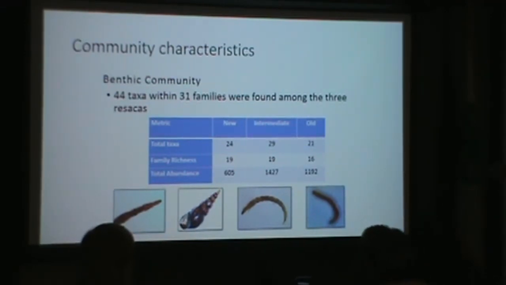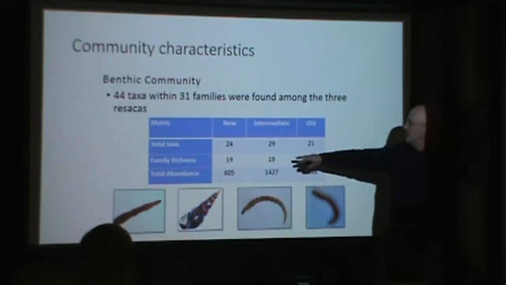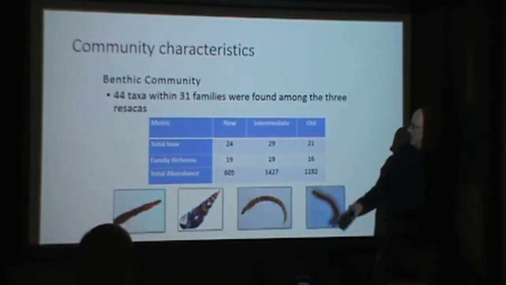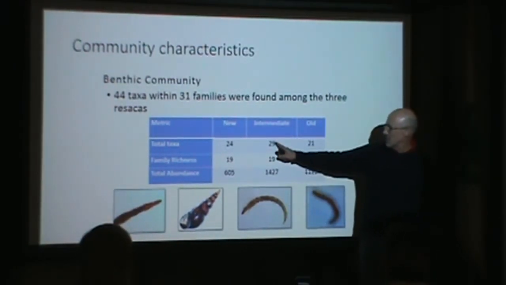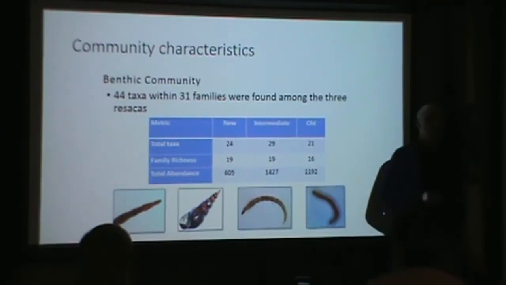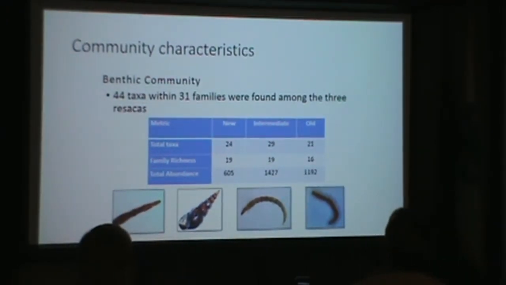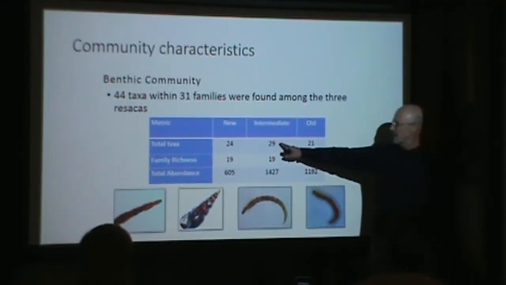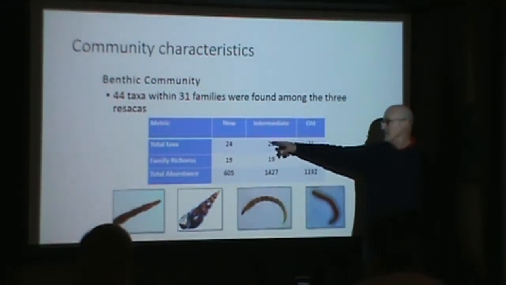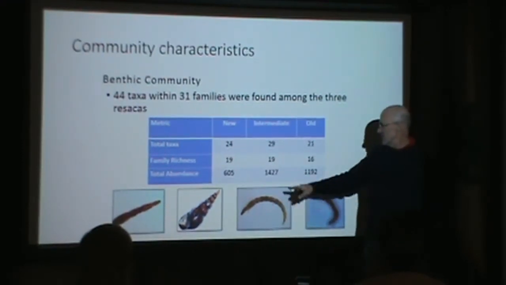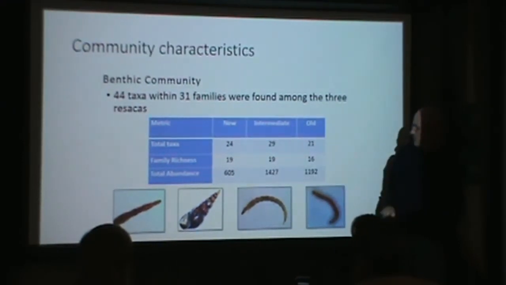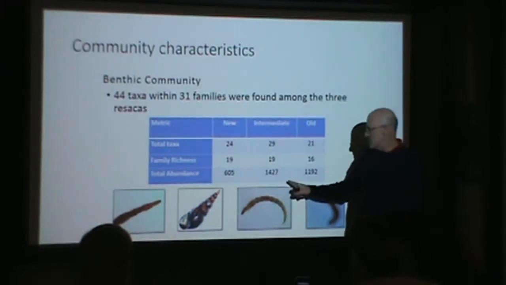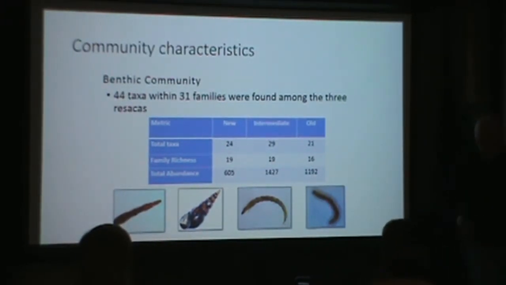So I'm showing you just the benthic community, not the water column community. Just look at this data. New and intermediate always have the highest numbers, for example, in total number of taxa, total number of species, or if we do not identify to the species level, it will be to the family level, things like that. But it's a little bit higher. So this is a measure of diversity, right? Family richness is a little bit higher than the old, for example. And total abundance, a little bit more abundant, okay?